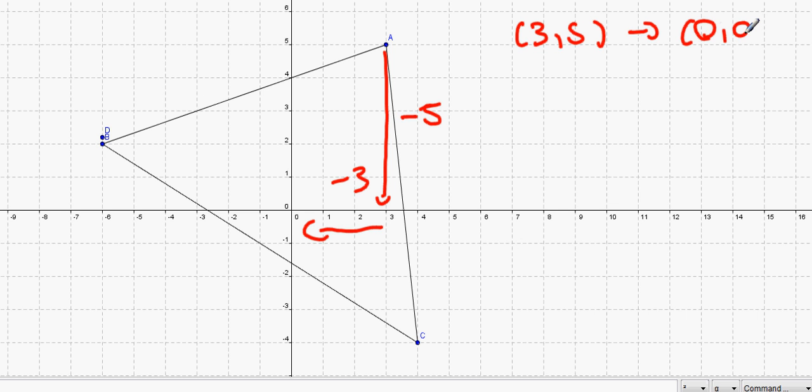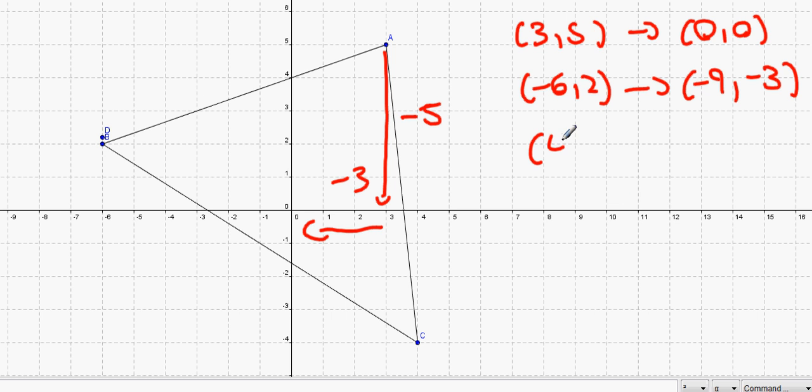So you do the same thing for B. B is the point minus 6, 2. Okay? And what's going to happen is it's going to go 3 across, so it's going to go to minus 9. And it's going to go 5 down, which will turn that into minus 3. And finally the last point, which is 4, minus 4, it's going to go 3 to the left, which is going to bring it to minus 1. And it's also going to go 5 down, which brings it to minus 9.